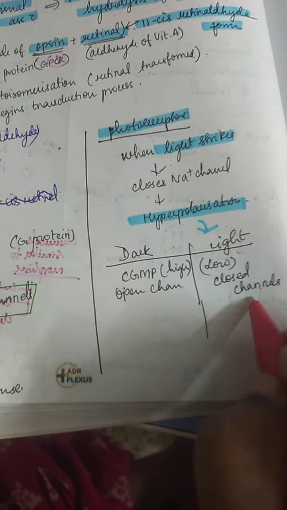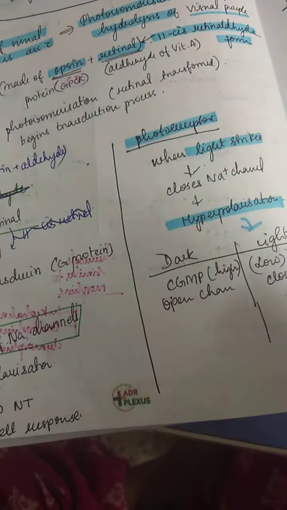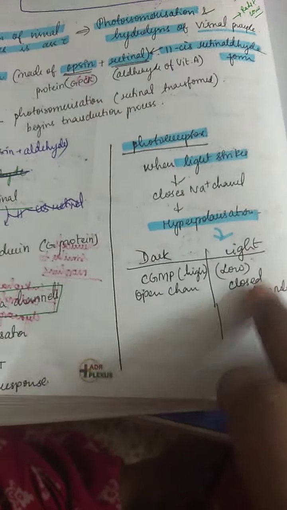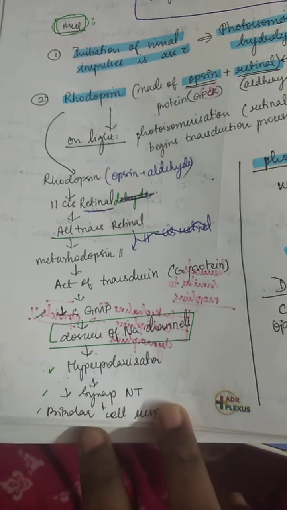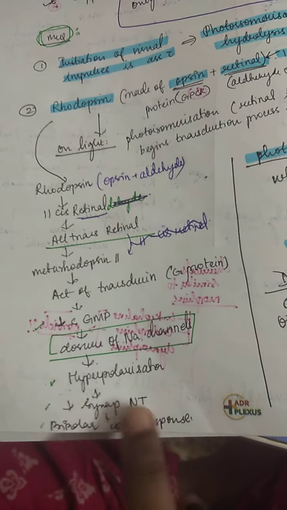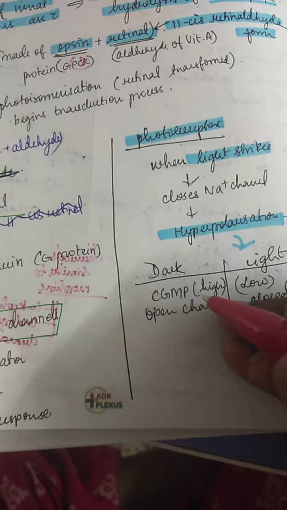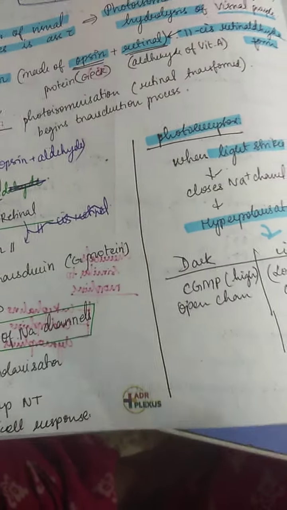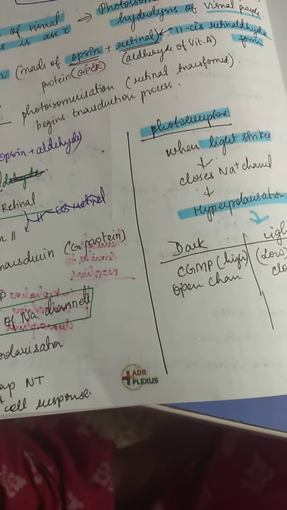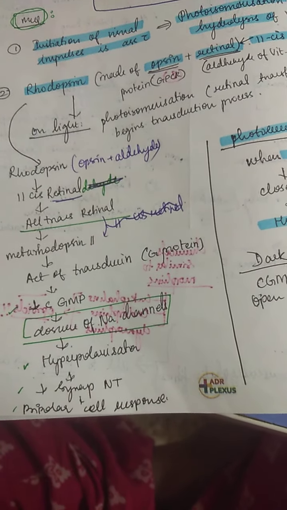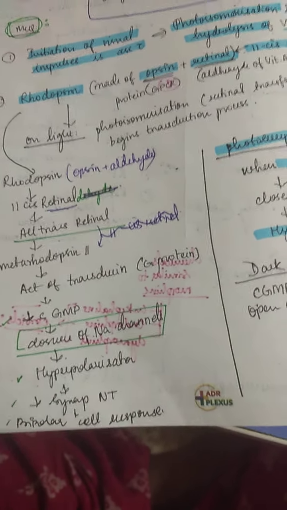If this hyperpolarization happens, then the stimulus is received, and then further action potentials are generated, and this happens by reducing the cGMP. So there is decreased neurotransmitter release, and the bipolar cells will respond. But in case of dark, the sodium channels will open, the cGMP will rise, and then the neurotransmitters will be increased. Depolarization happens, and another type of response. This is what happens here.